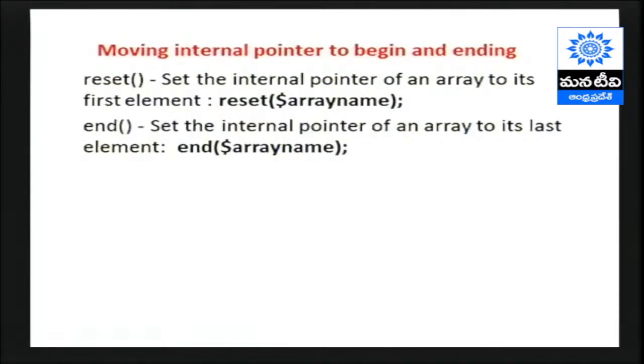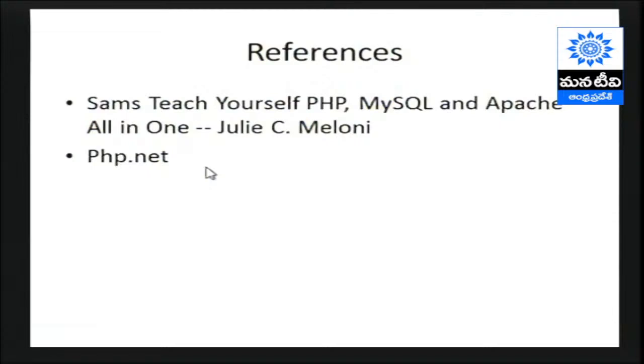And it also has the function reset whenever we want to move the internal pointer to the beginning. In some situations we need to move the pointer to the beginning. For that we can use the function reset. It sets the internal pointer to the beginning of the array irrespective of the position of the internal pointer. Likewise, whenever we want to move the internal pointer to the end of the array, we can use the function end to move the internal pointer to the end of the array.